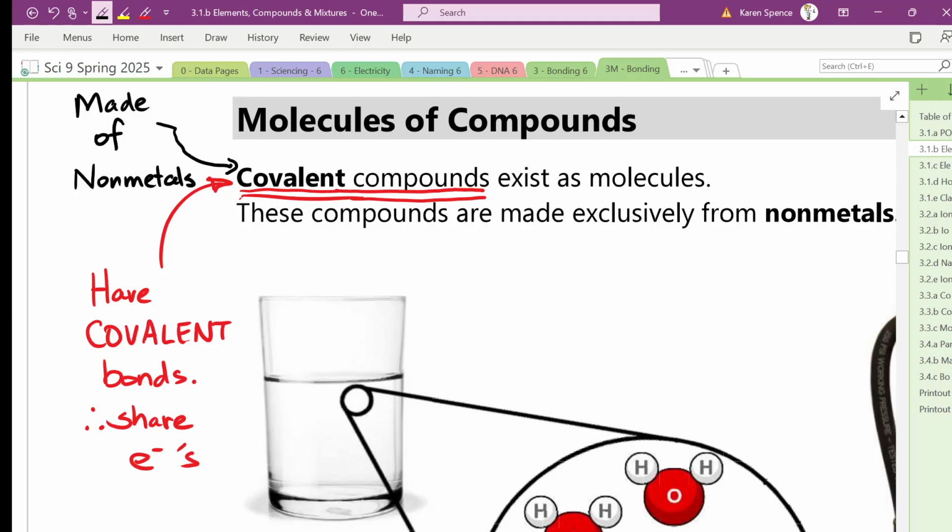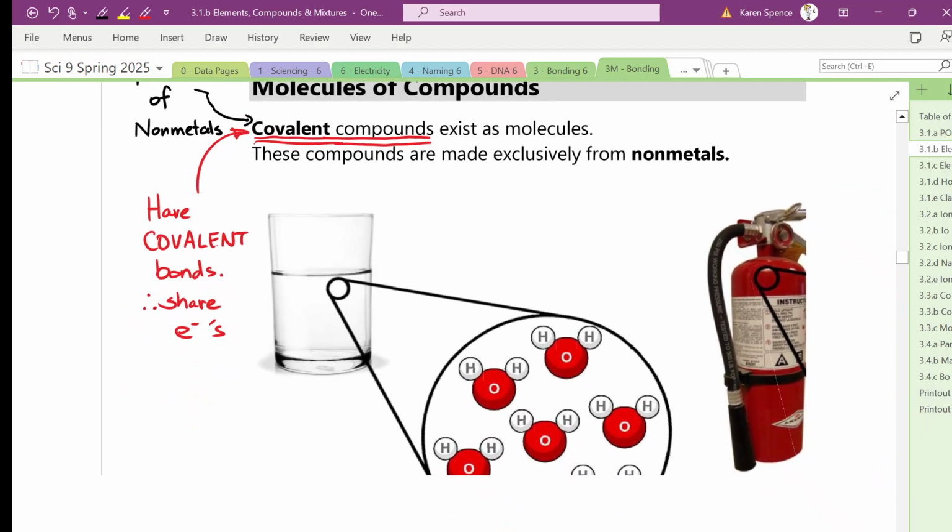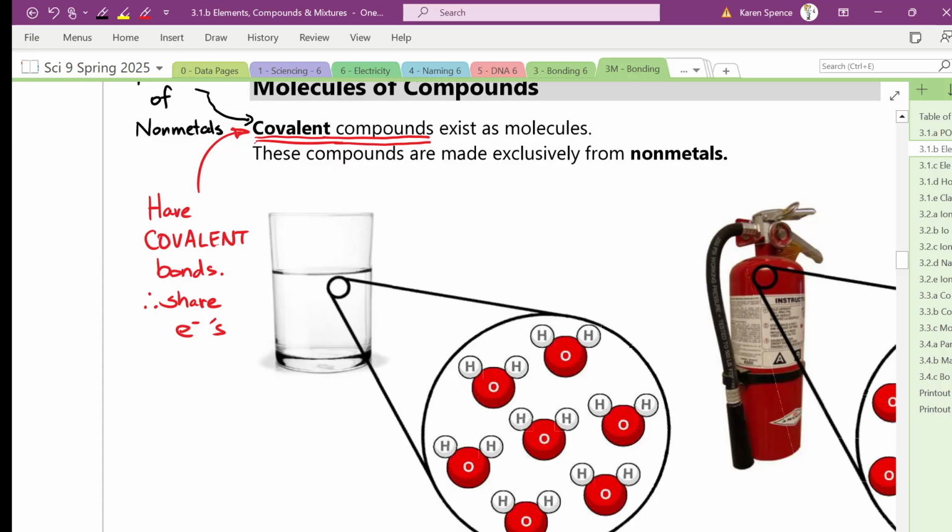So covalent compounds have covalent bonds. They're made of non-metals. And how do they hang out in the world? They hang out as molecules. So if we were to look at a glass of water up super, super close, we zoom in super, super close, and we're like, oh my gosh, let's look at all of those little water molecules. You'd say, aha, I have a molecule, which is a compound.